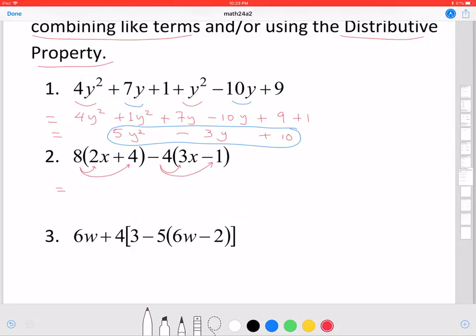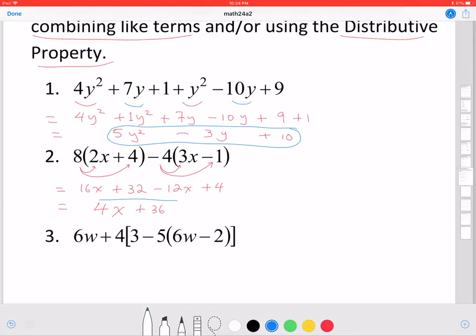So 8 times 2x is 16x. 8 times 4 is 32. Negative 4 times 3 is negative 12x. Negative 4 times negative 1 is positive 4. Here, I'm not going to rearrange terms. I think you can identify the other like terms. So 16x minus 12x will simply be 4x. I'm just doing 16 minus 12 and dropping down the variable. And 32 plus 4 will just be 36.